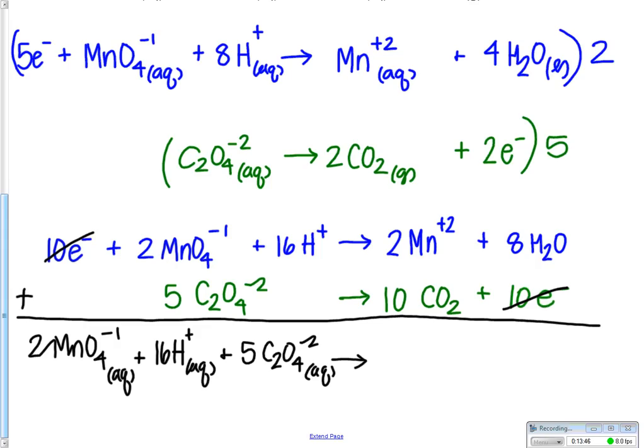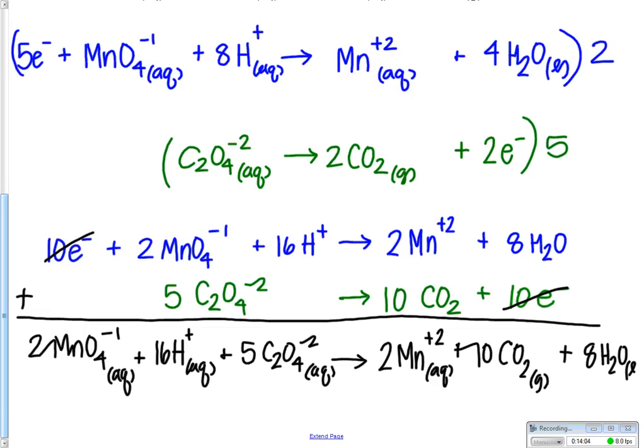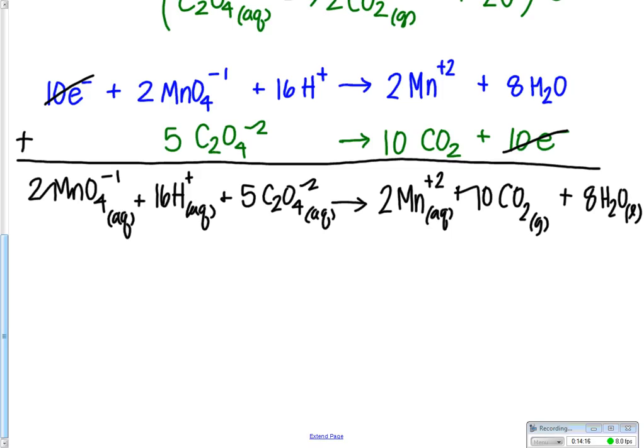On the right-hand side, I end up with 2 Mn plus 2, aqueous, 10 CO2s, and those were gases, and lastly 8 waters, which we all know, I hope, are liquids. So now what I would suggest you do on your own is to go through and make sure, does each individual element balance? And I think you'll find that they do. But you also want to make sure that the charge is balanced. And that part is something a little new to you, so I'm going to show you.